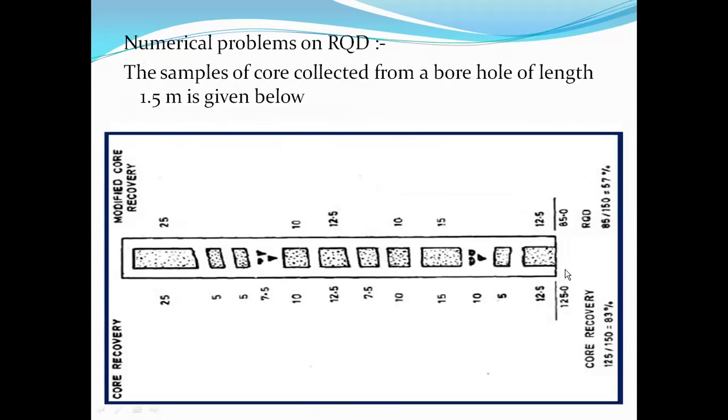Initially from the bottom, we got 12.5 without any breaks. Then it was subjected to some kind of crushing. Crushing is nothing but no core recovery. Then there is a 5 centimeter size. It is in centimeters, yes. So 5 centimeter size, and these are the pieces I got. These things, less than 10 centimeter, we will be rejecting. We won't be accounting for them in the determination of the RQD value.